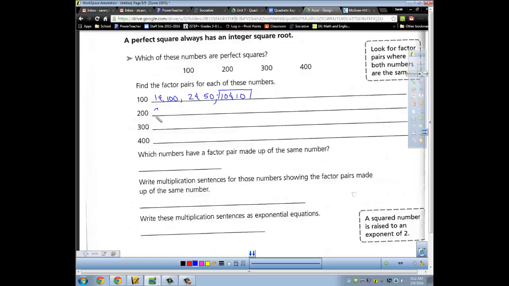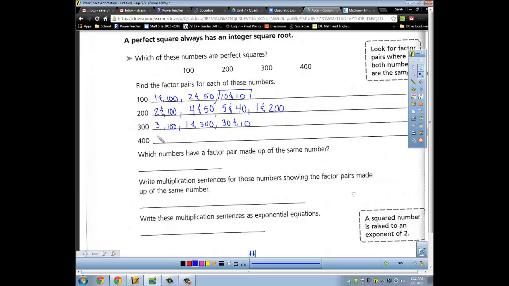For 200, we can do 2 and 100. We could do 4 and 50. We could do 5 and 40. We could do 1 and 200. But I can't think of any number times itself that's 200. For 300, I can do 3 and 100. I can do 1 and 300. I could do 30 and 10. But again, I can't think of a number times itself that gives me 300, so moving on.